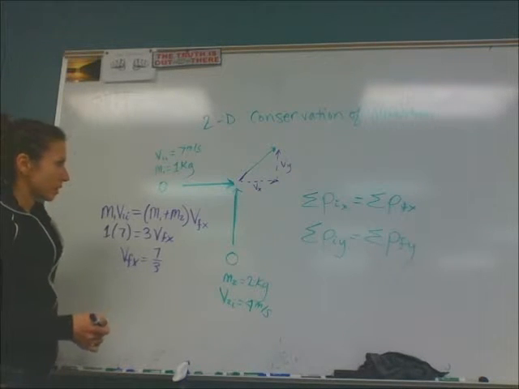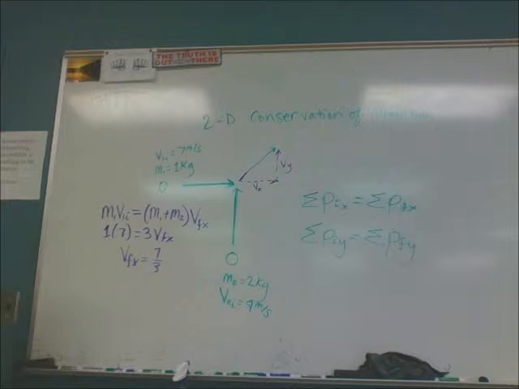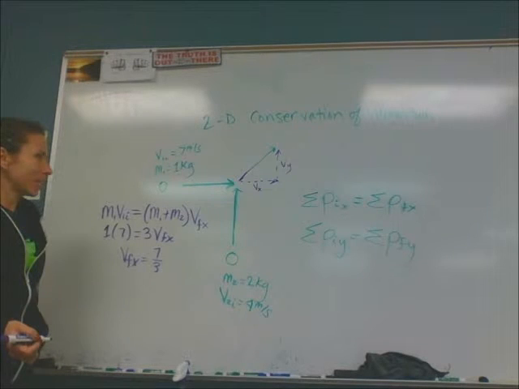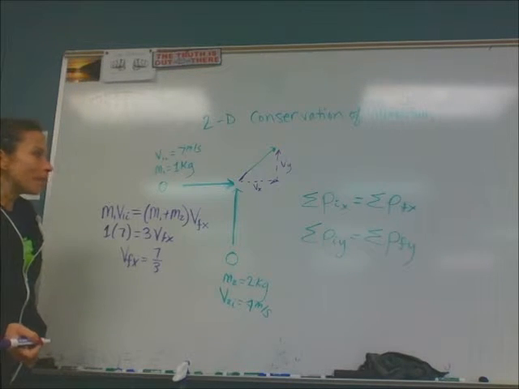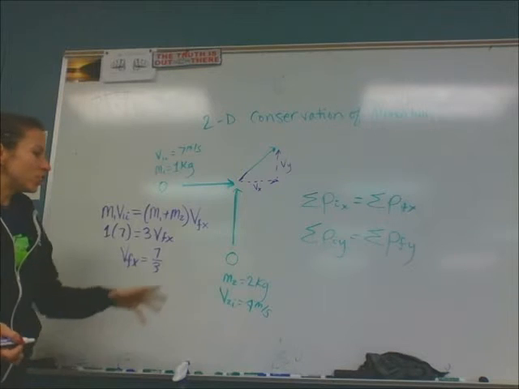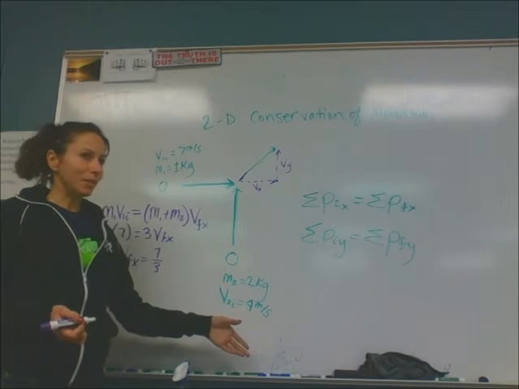How about in the y direction? I can do the same thing. The total momentum in the y direction is just the momentum of the object that's moving in the y direction. This is the only thing that has momentum in the y direction. This one only has momentum in the x. This one only has momentum in the y.